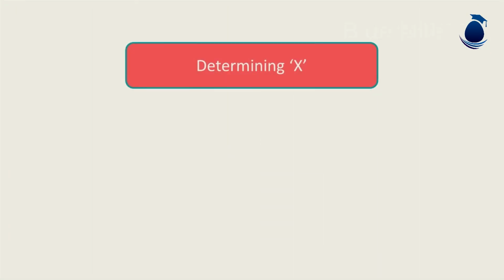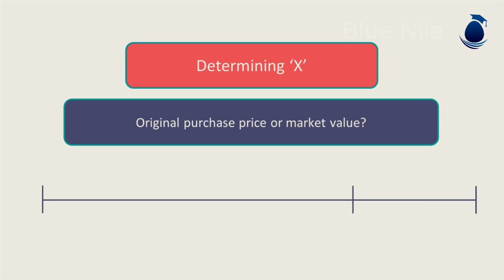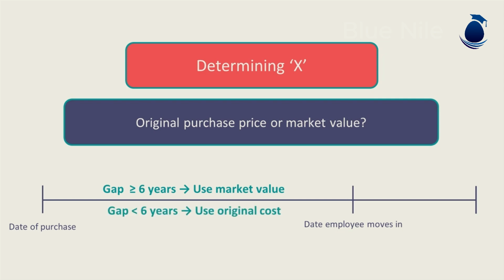To determine X, we need to look at two parts. Part 1 is to decide whether to start with the original purchase price or the market value at the date the employee first moves into the property. This will depend upon the gap between the date of purchase and the date the employee moves into the property. If this gap is at least 6 years, we'll use the market value at the date the employee moves in. But if the gap is less than 6 years, we'll use the original purchase price.